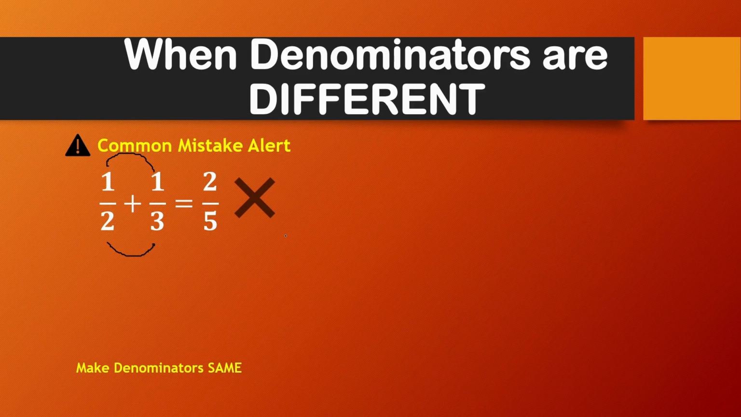So, what do we have to do when the denominators are different? When the denominators are different, we need to follow a simple three-step rule. First, for adding or subtracting any kind of fractions having different denominators, we have to make our denominators the same. So let's learn that.